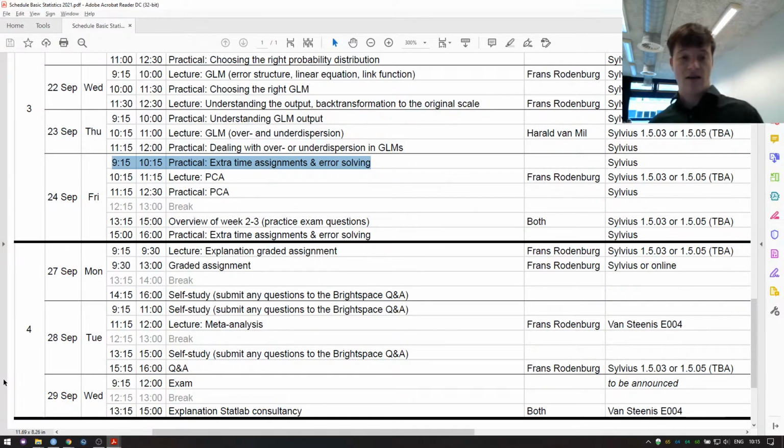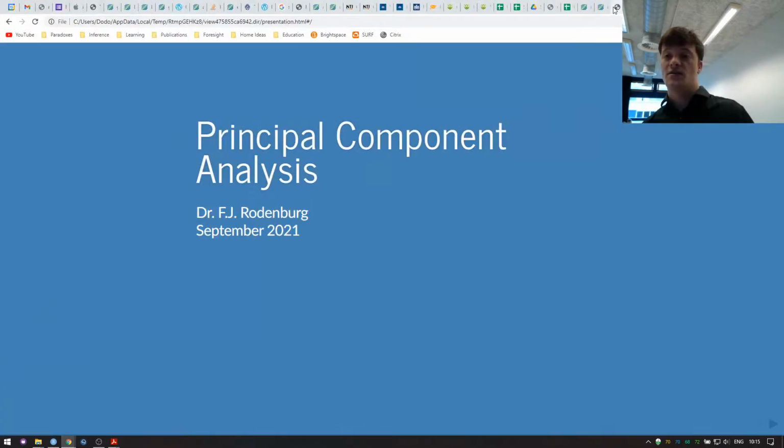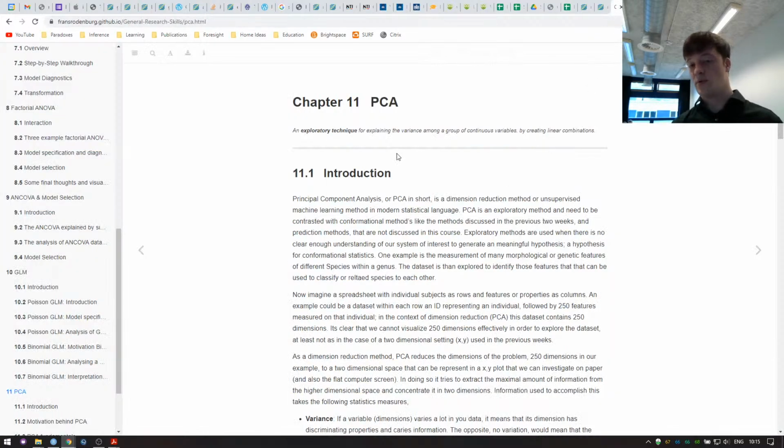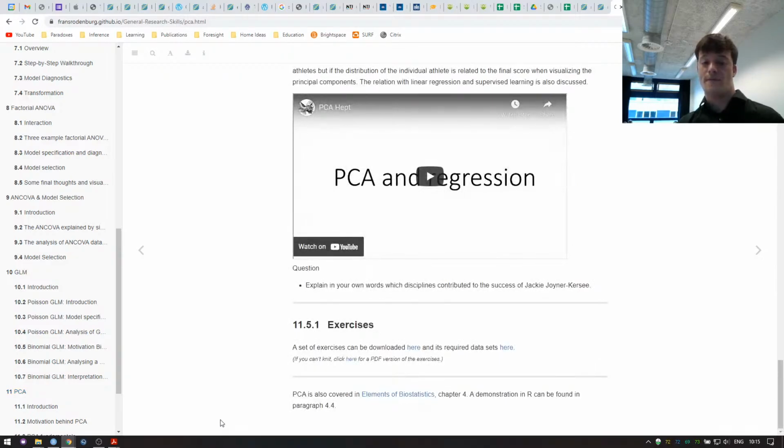Okay, the topic of today is principal component analysis, and after this lecture we have about 2 hours to do a practical on this. The idea is just to fit a couple of PCAs and see what it looks like and try and plot it and see if you can extract any meaningful information from it. The exercises are over here, so the website we've been using, and then 11.5.1, and it works again by downloading something and then opening it in RStudio.